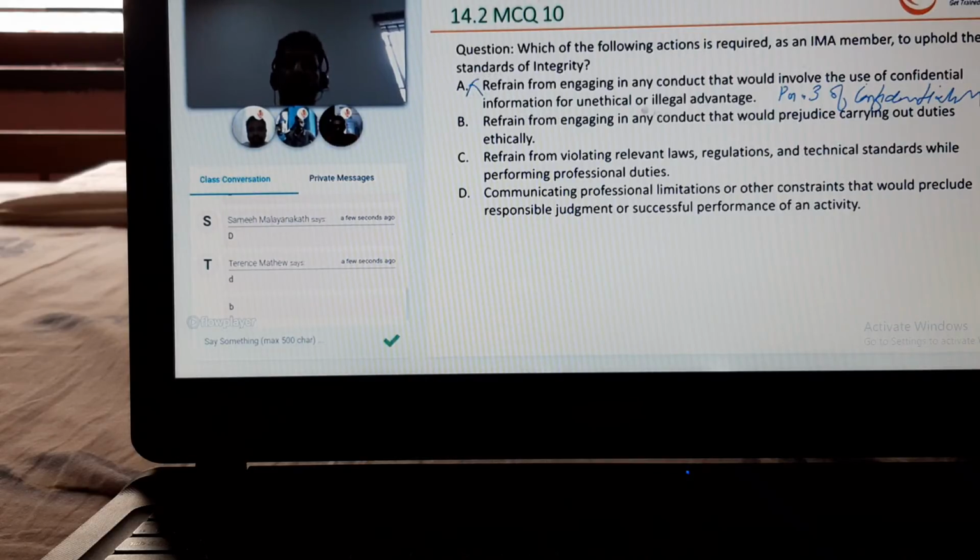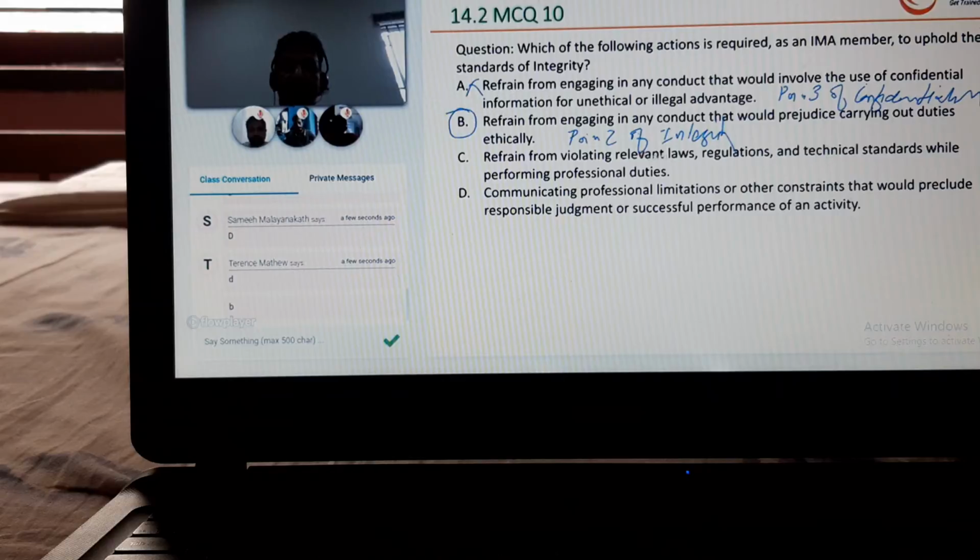Refrain from engaging in any conduct that would prejudice carrying out duties ethically. What is that point? Refrain from engaging in any conduct that would prejudice carrying out duties ethically is point 2 under integrity standard. So Terence was right. B is the answer. But let's read the other one.